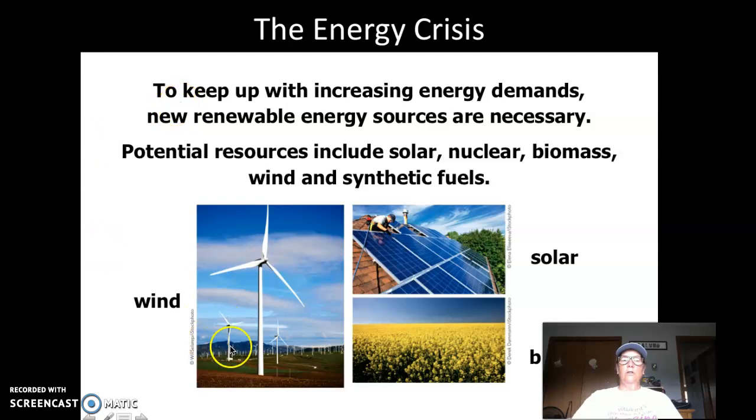Okay, in North Dakota, wind is top notch right here. You've seen a lot of wind farms in North Dakota. Solar isn't so great because we don't get a lot of sun in the winter times at the angles we're at. Biomass is another one. And again, in North Dakota, another huge one we use is geothermal. It's going down in the ground and taking the heat from there.